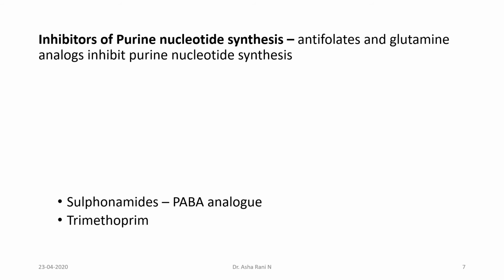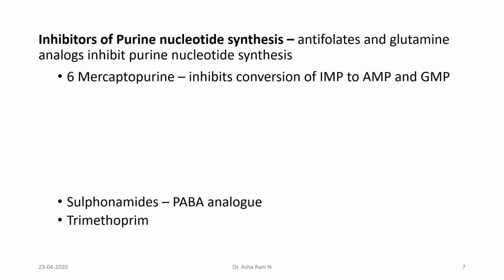Inhibitors of purine nucleotide synthesis. We already know that purine nucleotide synthesis requires folic acid, glutamine, glycine, aspartate, and etc. So generally antifolates and glutamine analogs inhibit purine nucleotide synthesis. Now let us see some examples for this inhibition. 6-mercaptopurine inhibits conversion of IMP to AMP and GMP. So during this conversion, there are two important enzymes, that is adenylosuccinase and IMP dehydrogenase. Both these enzymes are inhibited by 6-mercaptopurine.